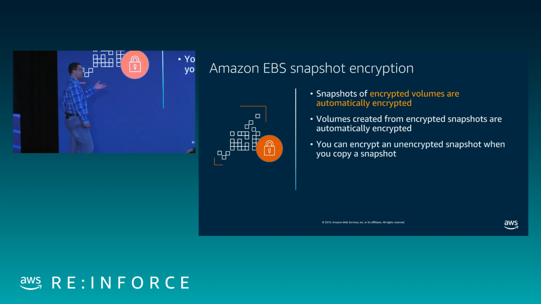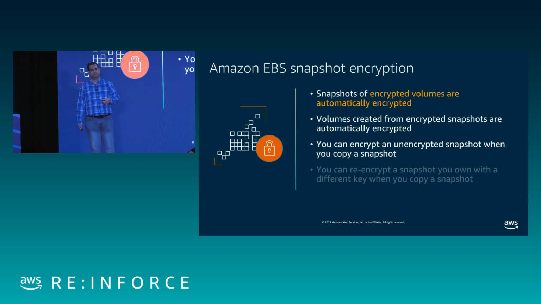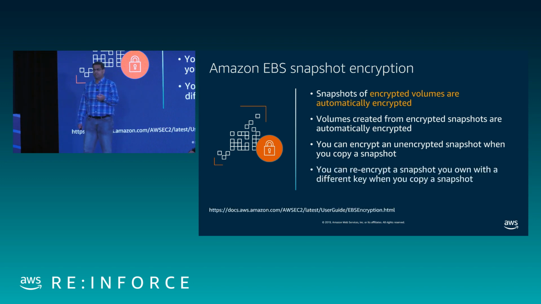You can encrypt an unencrypted snapshot when you copy a snapshot. And then you can re-encrypt a snapshot. If you're changing keys, you can re-encrypt a snapshot with a different key when you copy a snapshot. And actually, some of the things that I'll talk about a little later are going to focus on those last two parts because we see this as a common pattern that customers do. And so we've built some things to help you solve that problem.